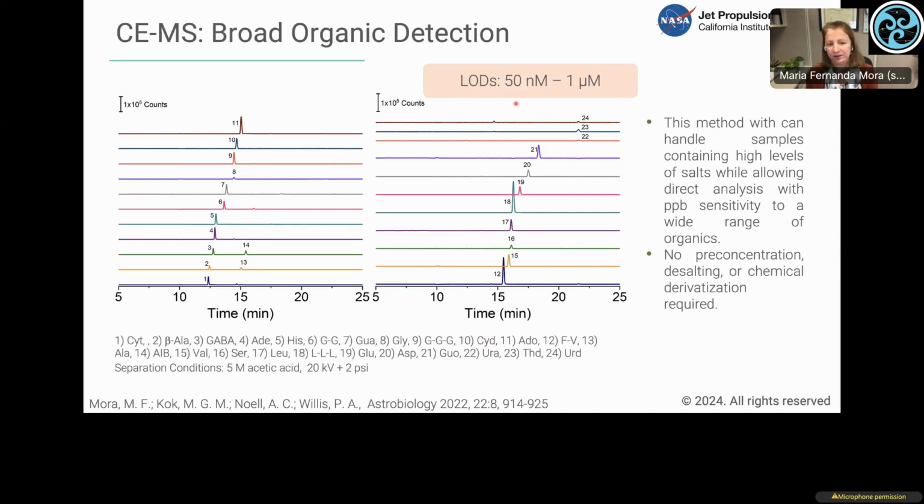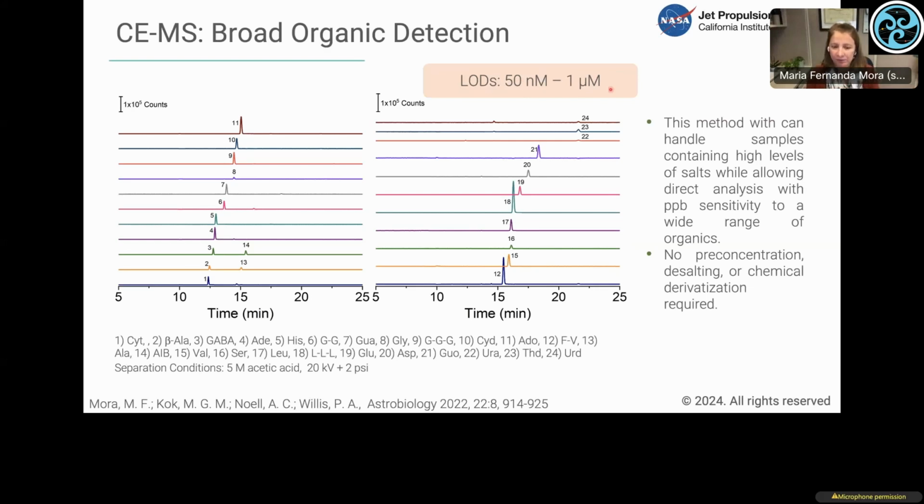This uses acetic acid as the liquid that goes inside the capillary. Again, it doesn't require any reaction or pre-concentration or desalting for this analysis. The limits of detection depend a lot on the compound and how well it ionizes. So they range from 50 nanomolar to 1 micromolar, which is, I think, very similar or lower than what you can get with other detection methods.